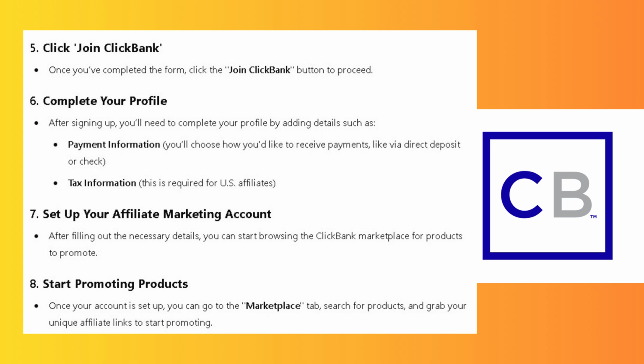Complete your profile. After signing up, you will need to complete your profile by adding details such as your payment information and tax information. Set up your affiliate marketing account. After filling out the necessary details, you can start browsing the ClickBank marketplace for products that you want to promote. Start promoting. Once your account is set up, you can go to the marketplace tab and grab unique links that you can start promoting to your audience.